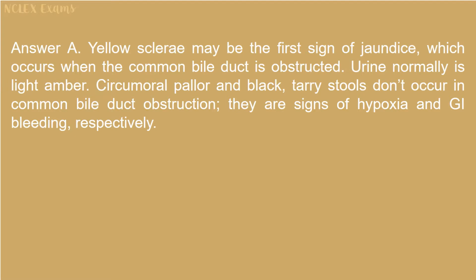Answer A. Yellow sclera may be the first sign of jaundice, which occurs when the common bile duct is obstructed. Urine normally is light amber. Circummoral pallor and black, tarry stools don't occur in common bile duct obstruction. They are signs of hypoxia and GI bleeding, respectively.